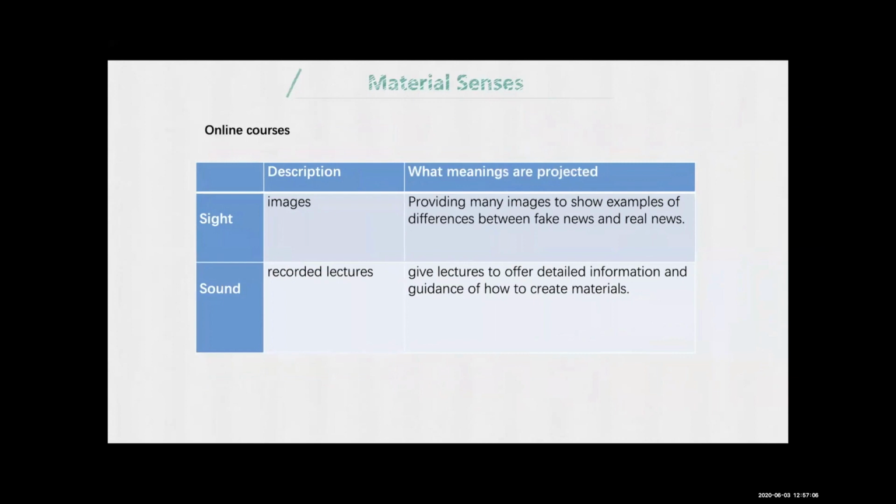The second material synthesis is about our online courses. We use sight and sound. About sight, we use images. We provide many images to show examples of differences between fake news and real news. And the sound, we record our lectures and give lectures to offer detailed information and guidance on how to create materials.